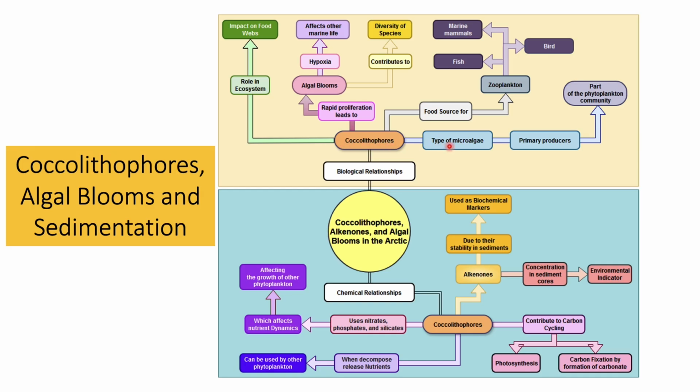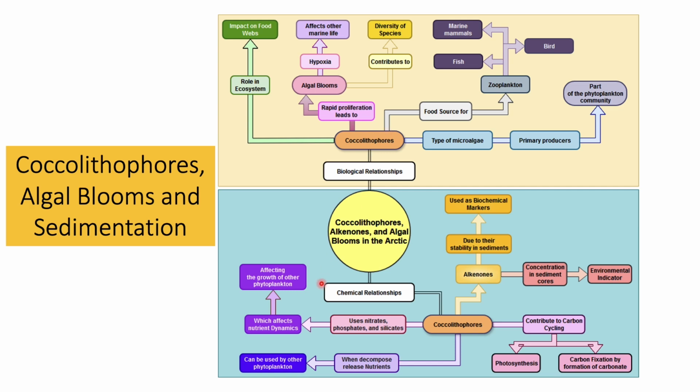What are the different types of microalgae? They are basically the primary producers. They are part of the phytoplankton community. So they are the producers of food in the Arctic food web. And these coccolithophores are also food for zooplankton. Basically, the zooplankton consume these coccolithophores, and the zooplankton are consumed by fish. Fish are consumed by birds, then they are consumed by marine mammals. That means this is the entire roadmap for the Arctic food web. From the coccolithophore, we go to the zooplankton, then fish, then birds, then marine mammals.